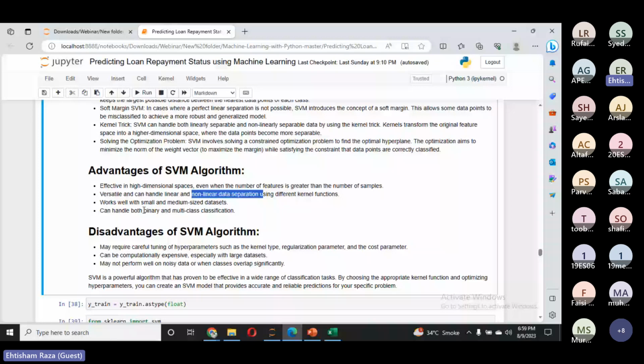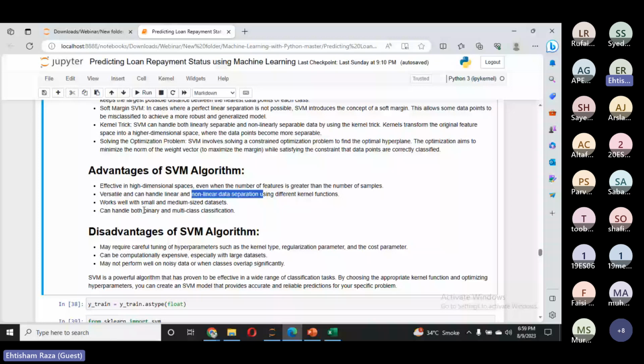So SVM is a powerful algorithm that has proven to be effective in a range of classification tasks. By choosing the appropriate kernel function and optimizing hyperparameters, you can create an SVM model that provides accurate and reliable predictions for your specific problem. So in short, SVM is a very good algorithm.